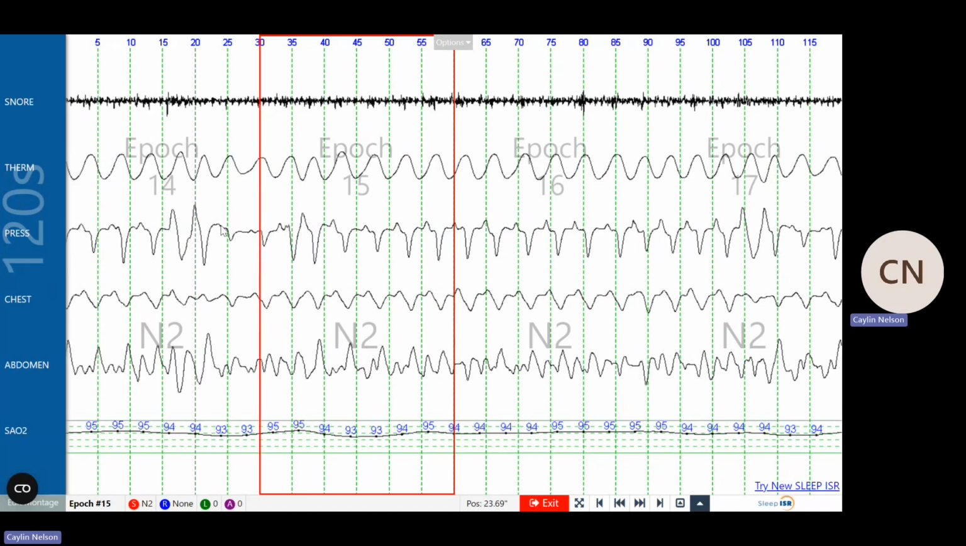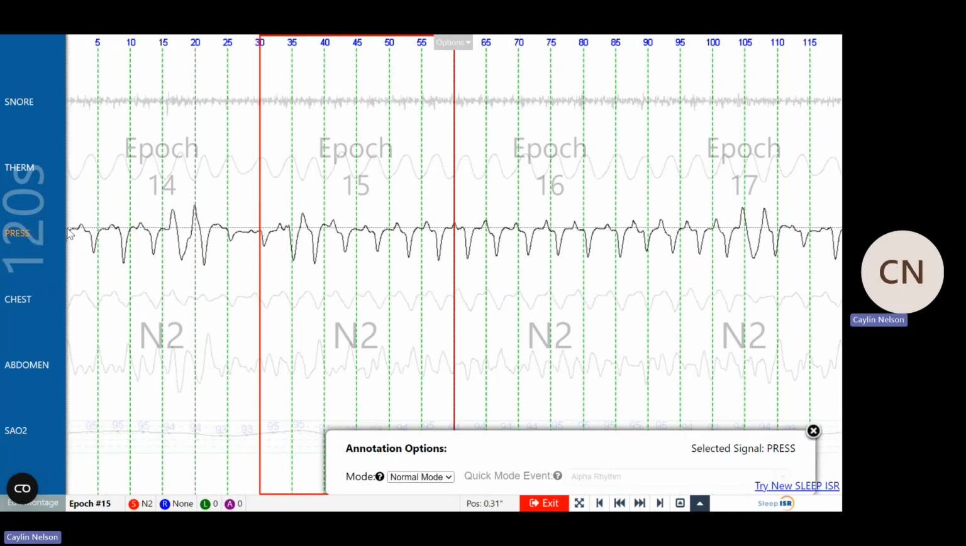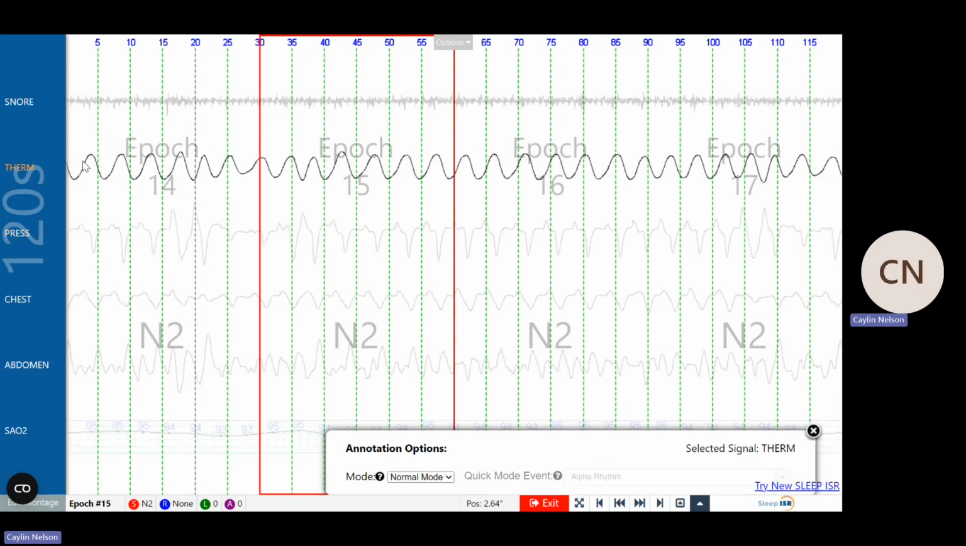So going on to the next, we're at 14 through 17. So you can see here in that pressure channel, let's go ahead and put that baseline line there. You can see that there's a change happening around between 25 and 35 there. So compared to the previous breaths that you can see at 20 and at 35. So you can even slightly see it in the thermistor channel there.